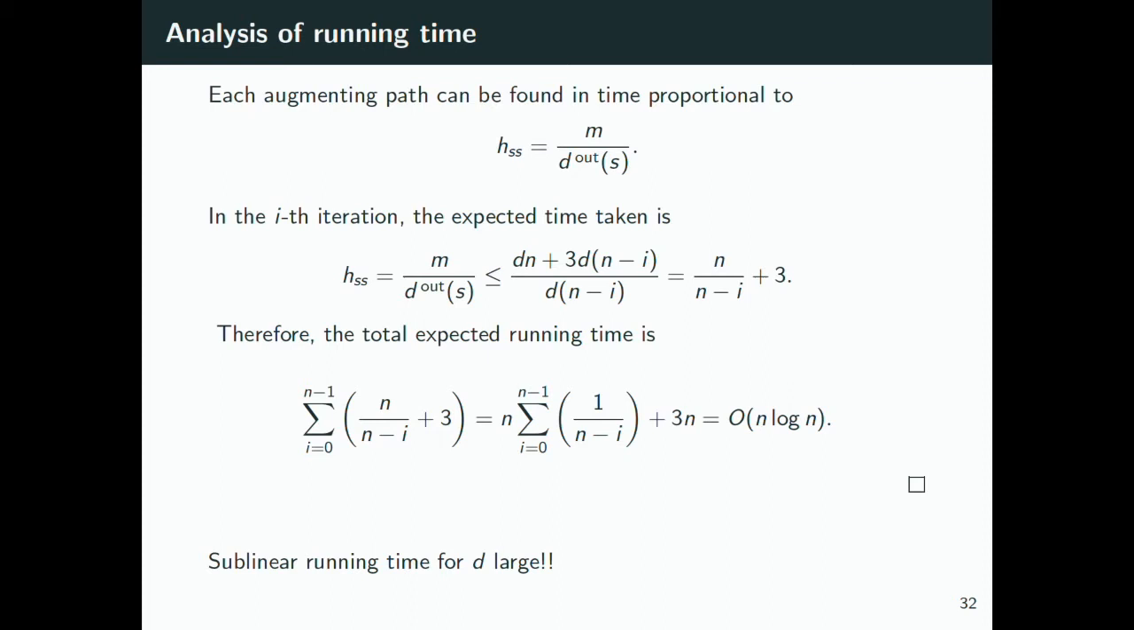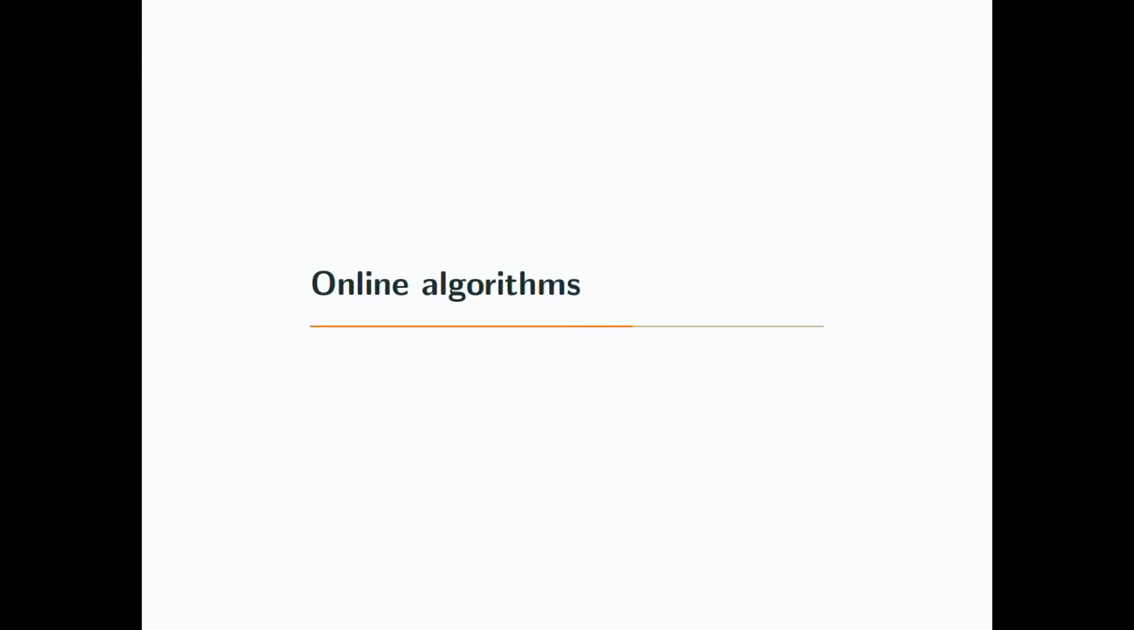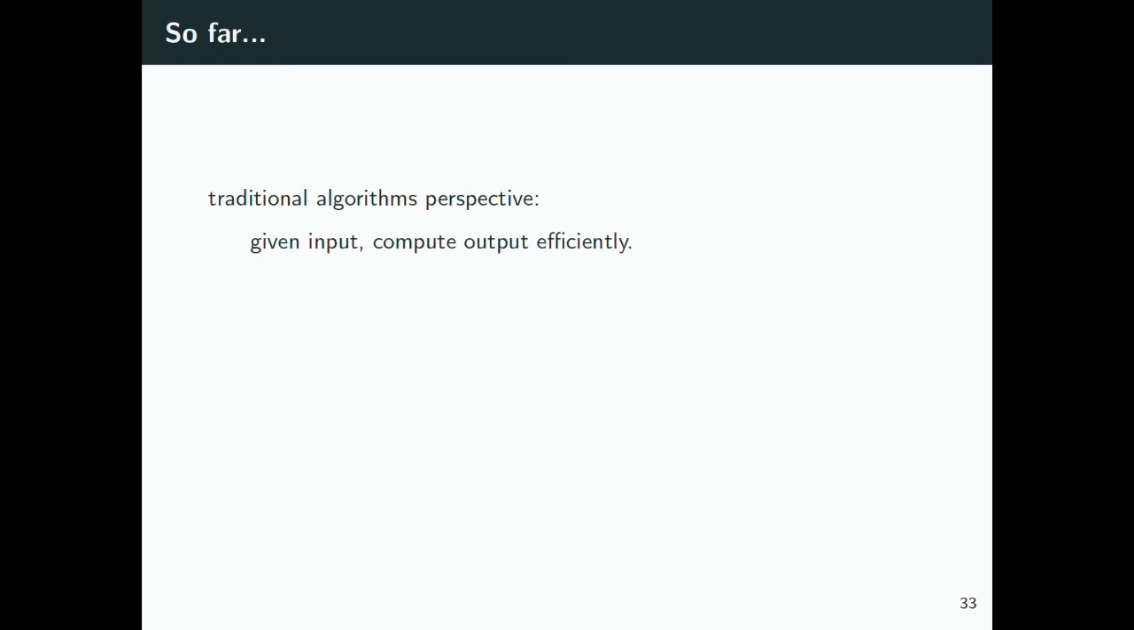Okay. But in case you didn't follow that part, you don't need to know anything about that for the rest of the talk. Okay, I'm now going to turn to something totally different. Okay, so far we've been discussing this traditional algorithms perspective where you're given the whole input and you want to compute the whole output efficiently. In this case, the input's the bipartite graph and you want to find a maximum matching efficiently.